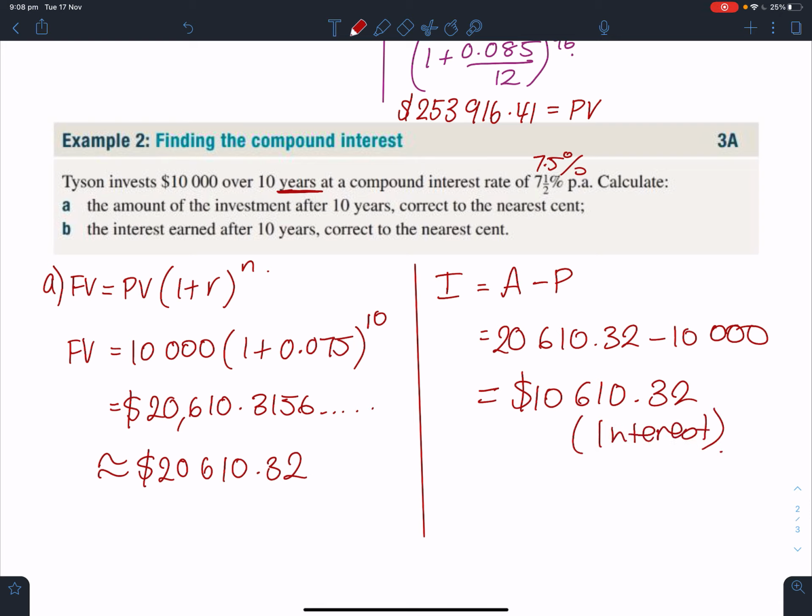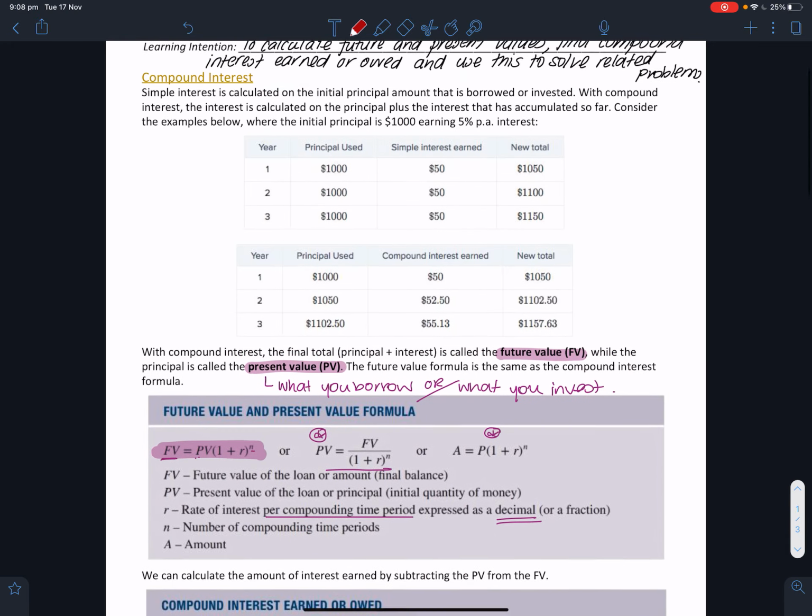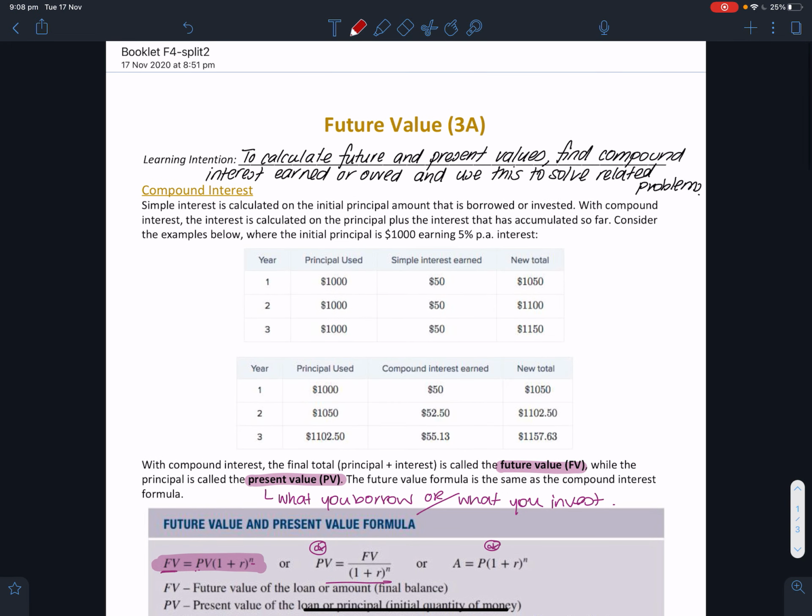Okay. And that's it for this lesson. Okay, so having a look at the textbook now, some of those HSC questions and the additional questions.